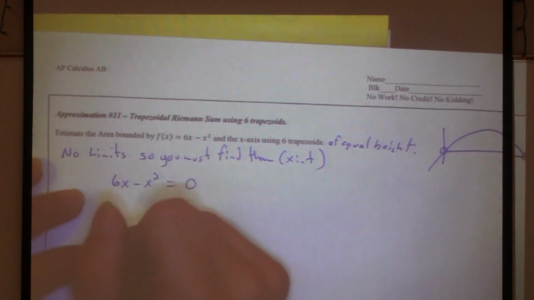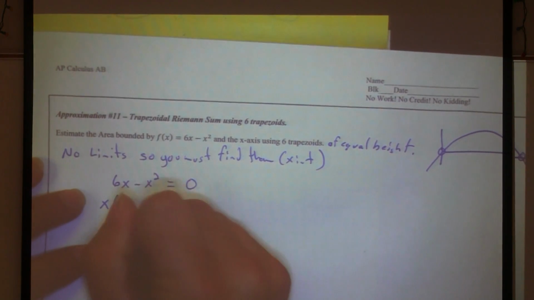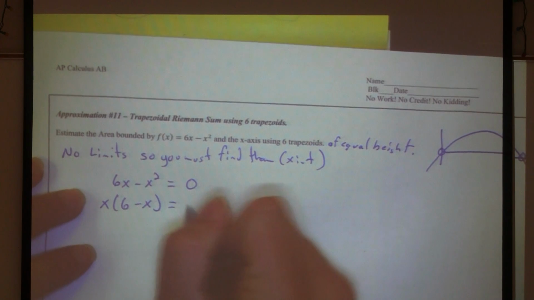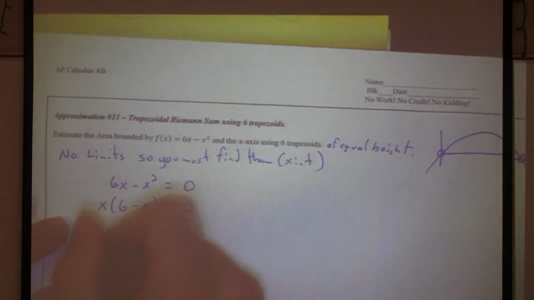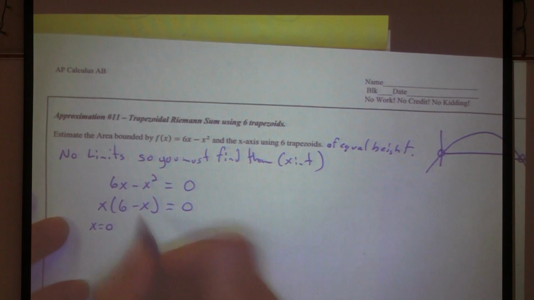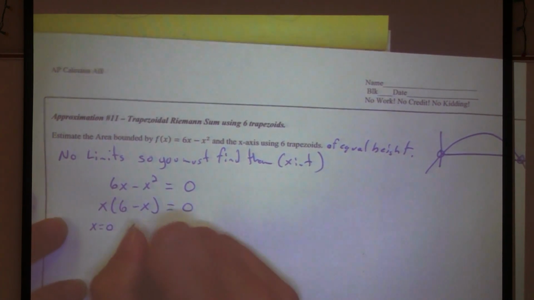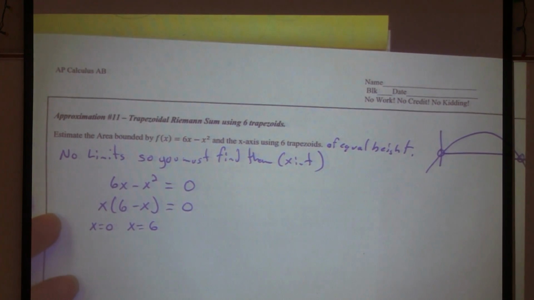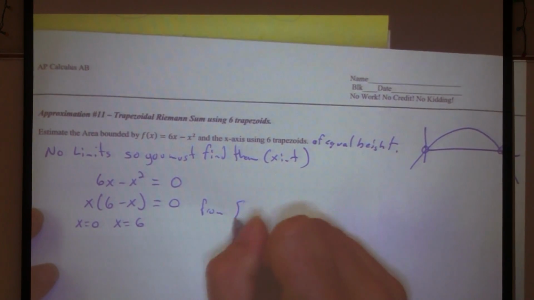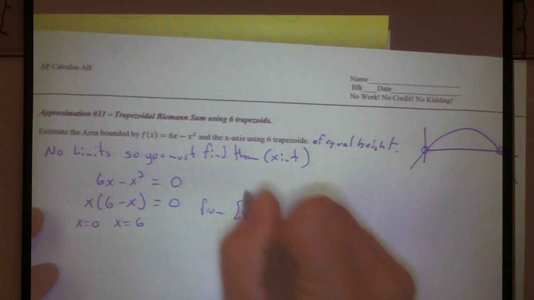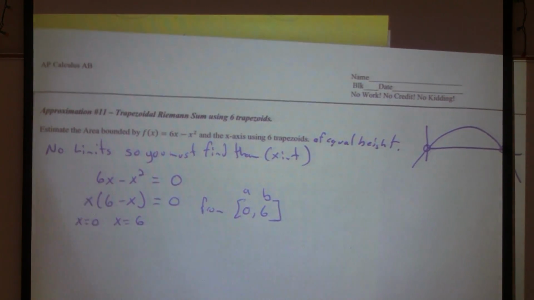What can we take out? An x, and we're left with 6 minus x, right? So now we can apply the zero product property, where one of those must be 0 in order for the product to be 0. So when is this 0? When x is 0. When is this 0? When x is 6, right? So I know that I'm looking for the area from 0 to 6, right? And this is my A, and this is my B.